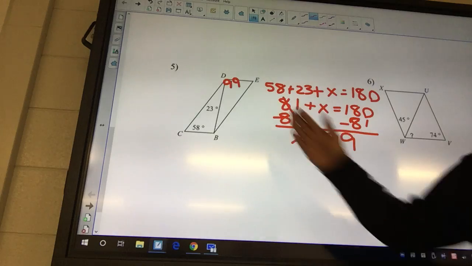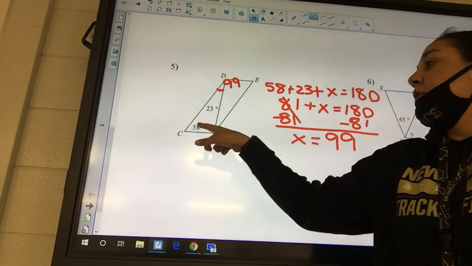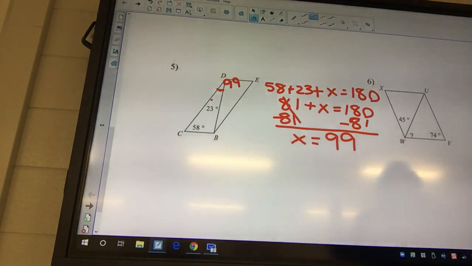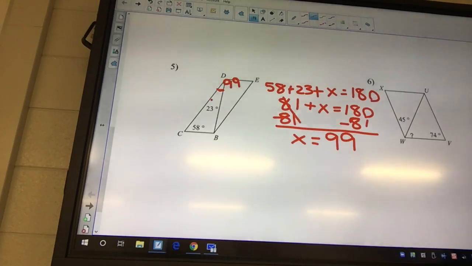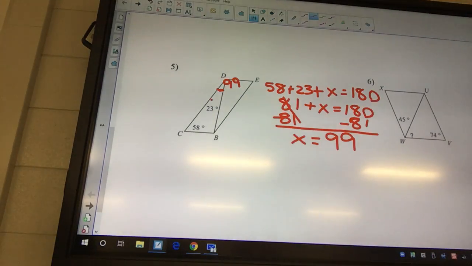Because these are all on the same side, even though D looks funky, it's really this part right here is 23, so you could take this one plus this one plus this one. Okay, and because they're on the same side, they add up to be 180. You can do the cheater way and just say 180 minus 58 minus 23, and that would give you that other side. Okay. Can I scroll?